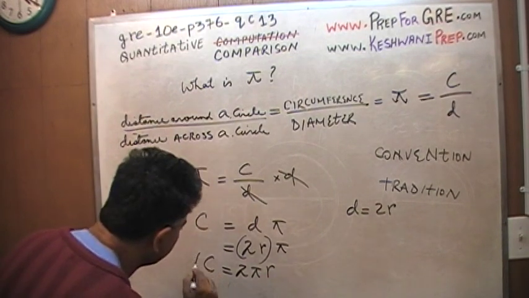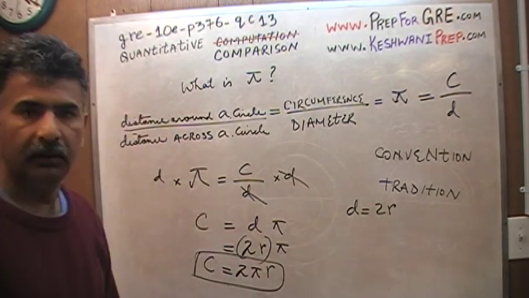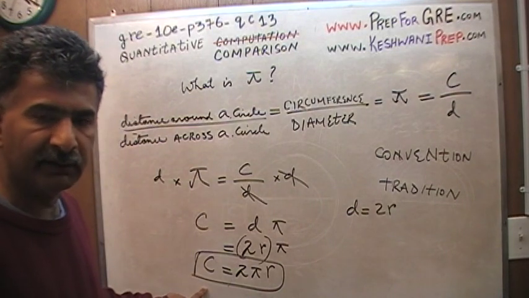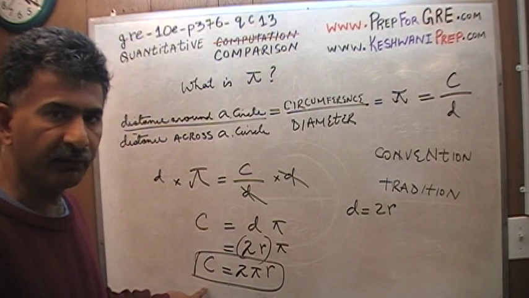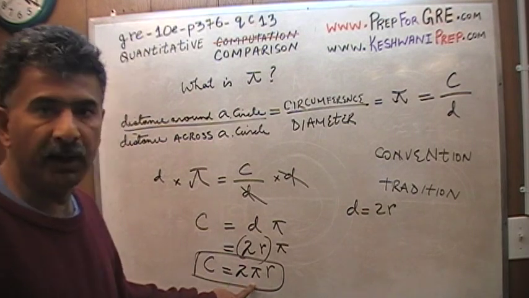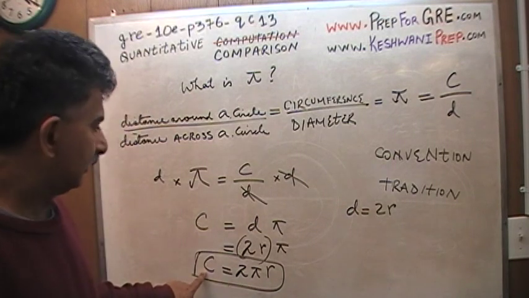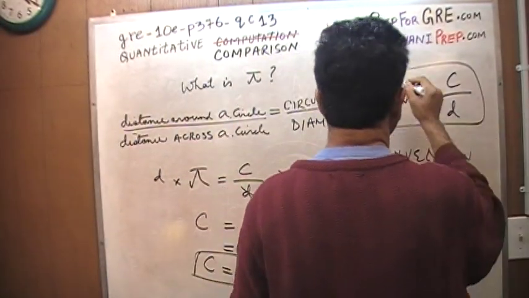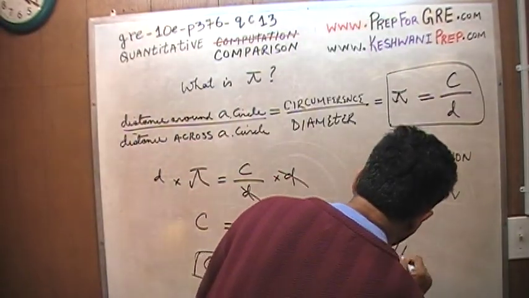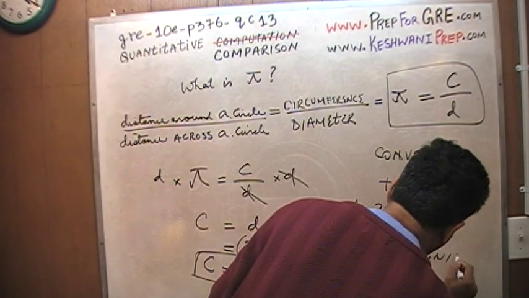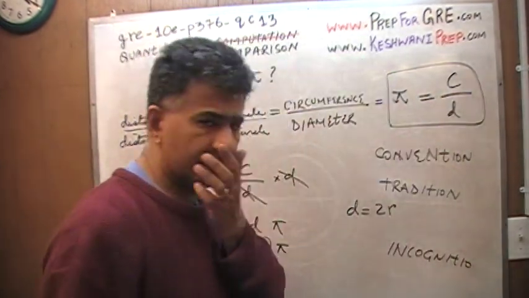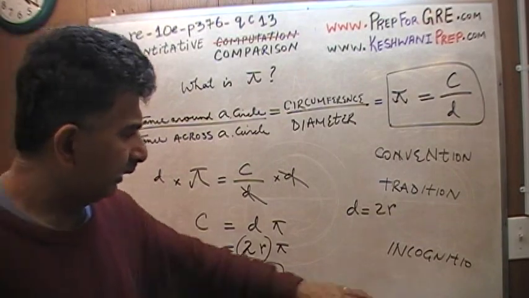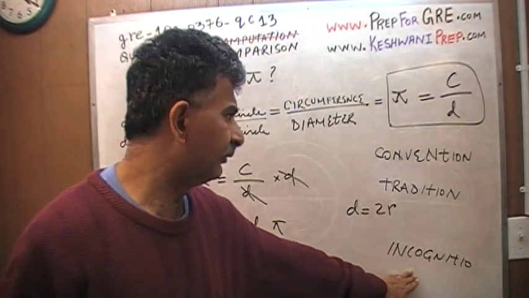And voila, there you go. There is your formula for circumference. Embedded in the formula for the circumference is your definition of pi. That's where this formula comes from, right here, incognito. And again, if you do not know what incognito means, these are good words to know for GRE. It does not hurt to expand one's vocabulary, as I've told you many times. Incognito simply means in disguise.